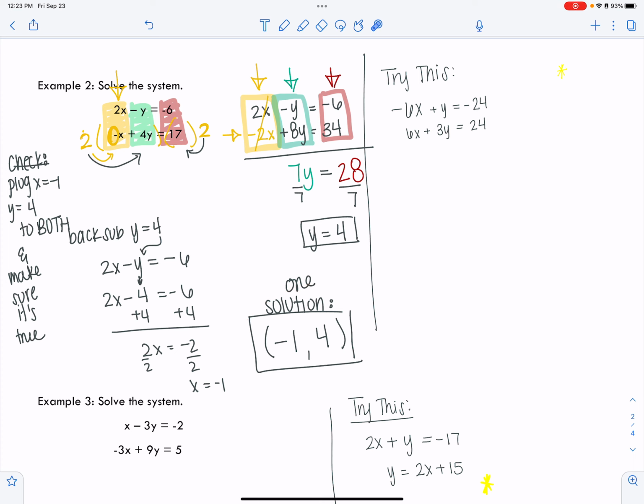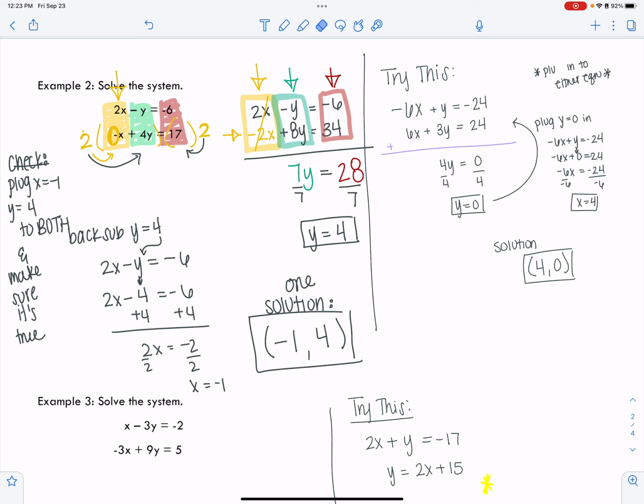Okay, so just like before, pause the video, write this problem down, pause the video, and then check your answer. All right, so here's the answer there. So if you need to, pause again, but you should have gotten an answer of 4, 0.